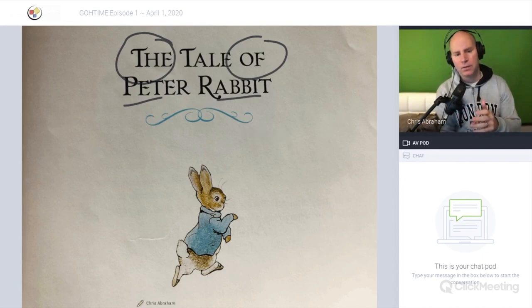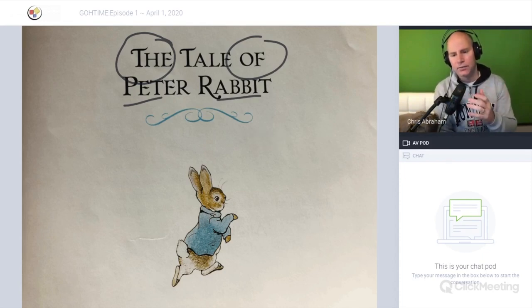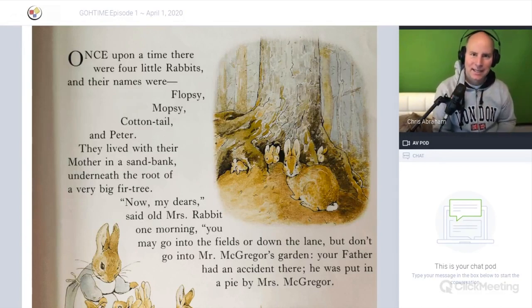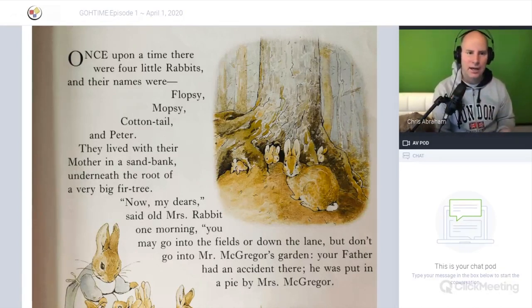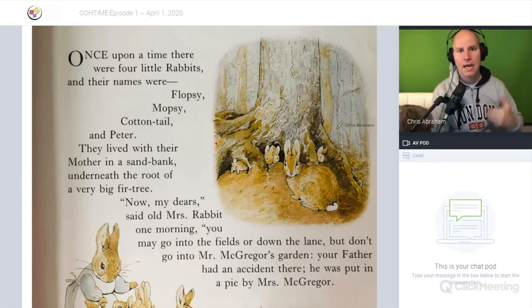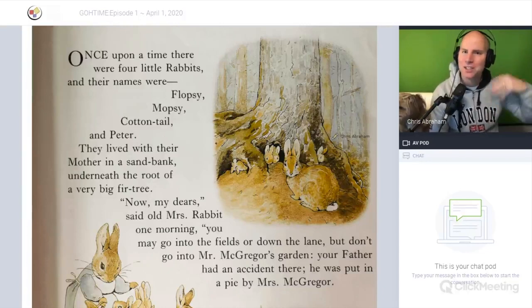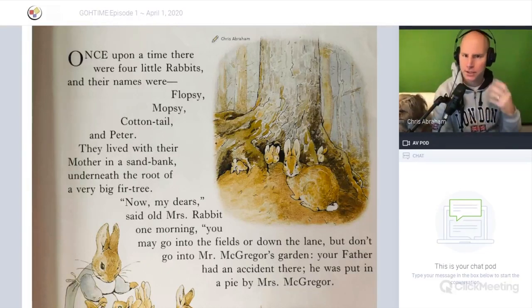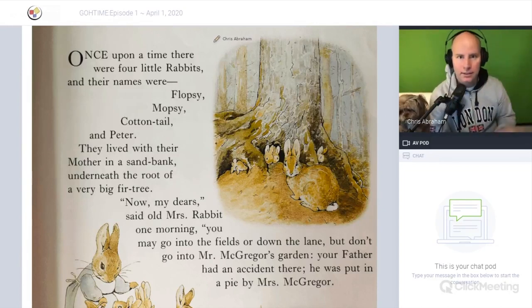All right. When we think about this one right here, let's just look at the first page. I'll read it to you. Let's start, and I'll read it first and then we'll talk about some of the things that are going on. As I read it, I want you to listen to the sounds that you hear. Think that you're a preschooler and you're listening to the sounds.